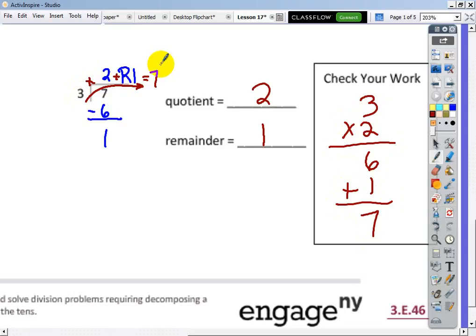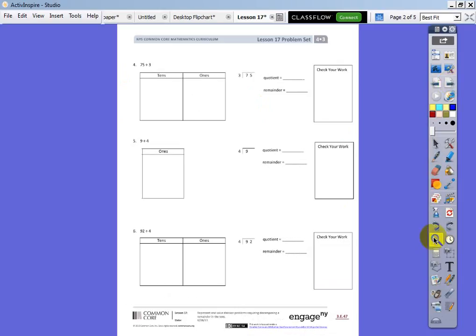I'm on the next one. I don't get it. Okay, I think this one looks good, so we'll go to the next one. It's number 4.